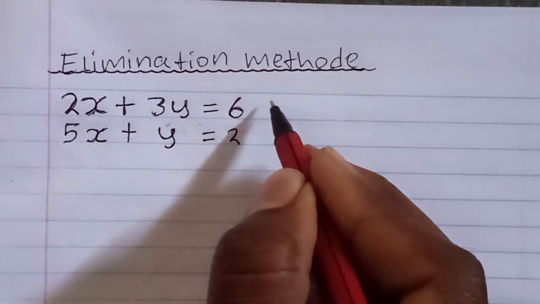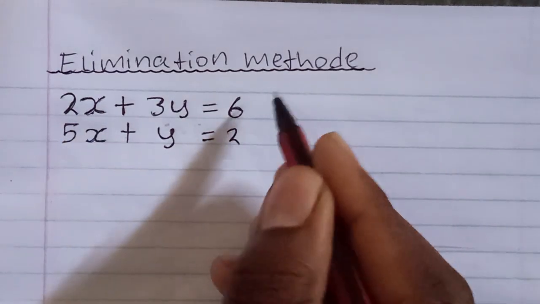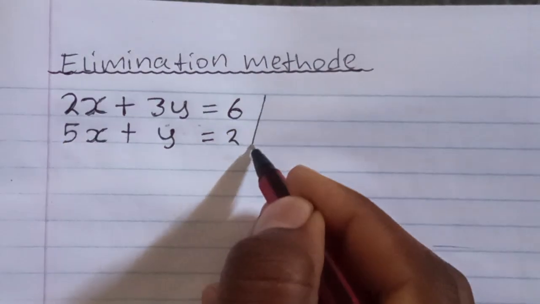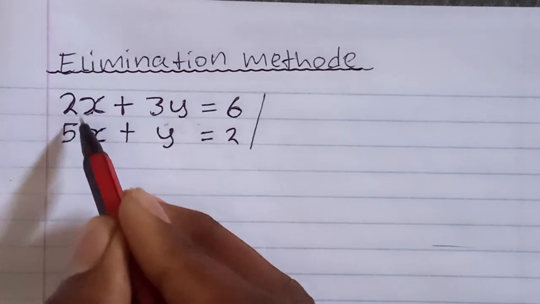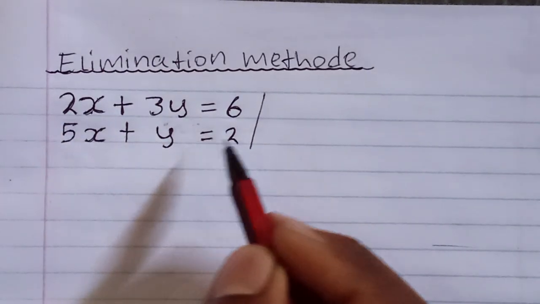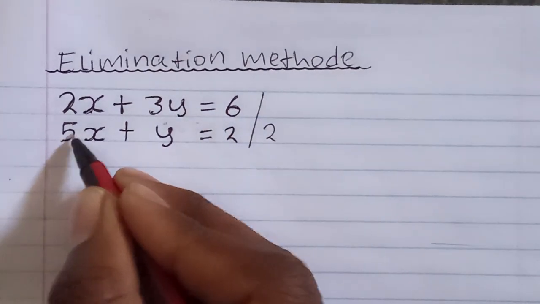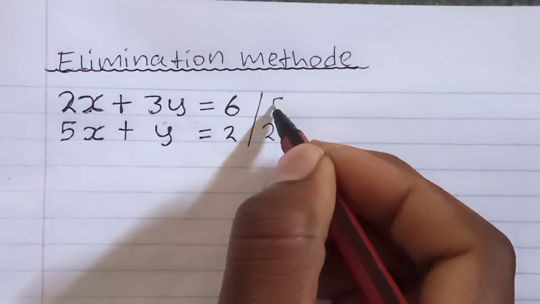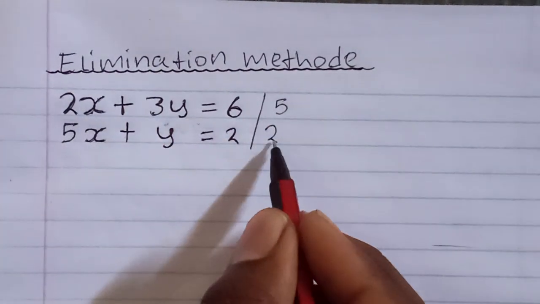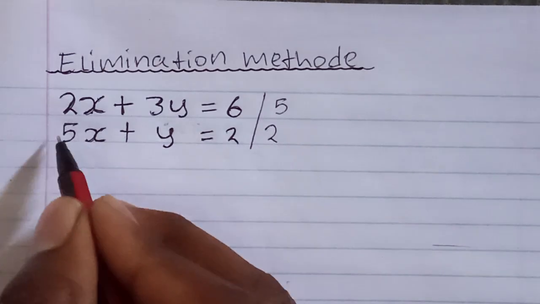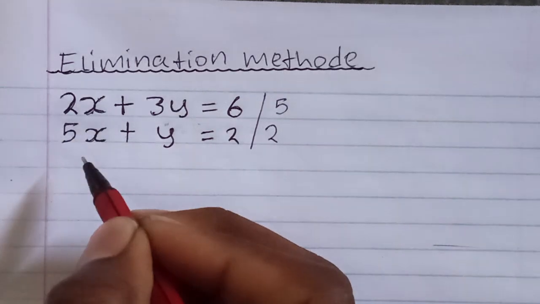We are going to say, for example, if we want to get rid of these terms, we will put a 2 here, then we'll put a 5 here. So it will be 5 times everything that is in here, and 2 times everything that is in here, for us to get rid of these two terms.